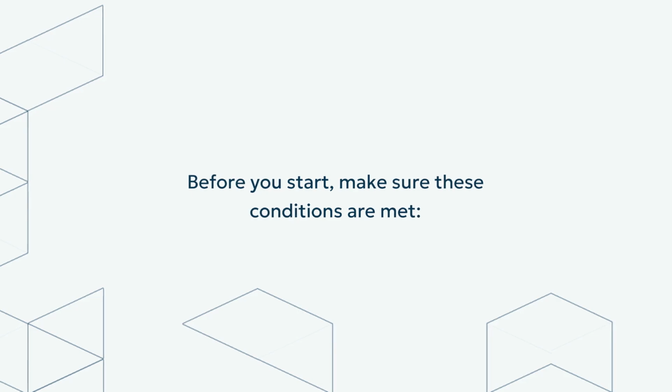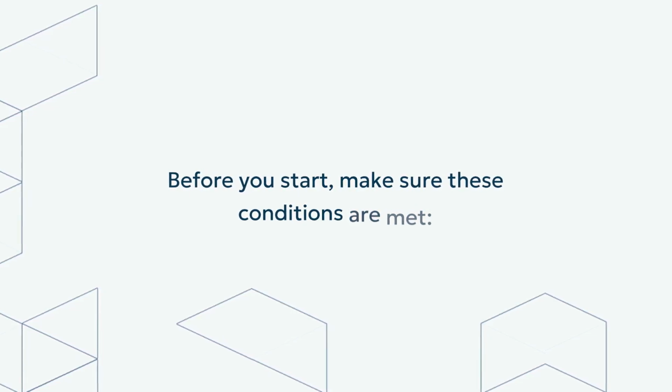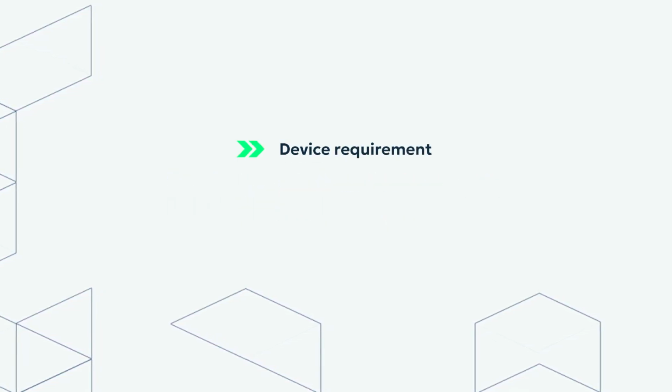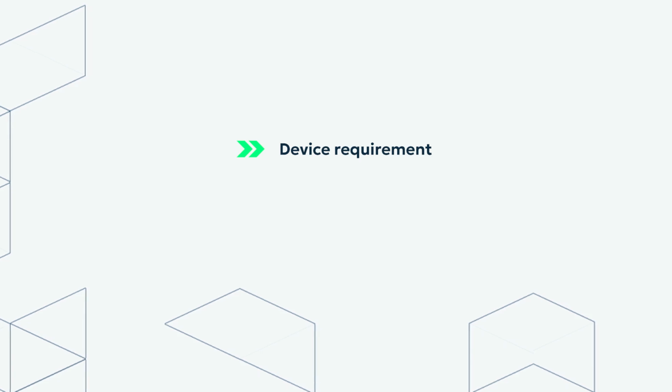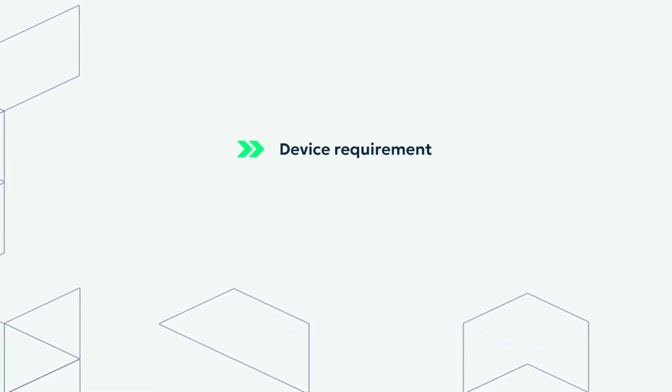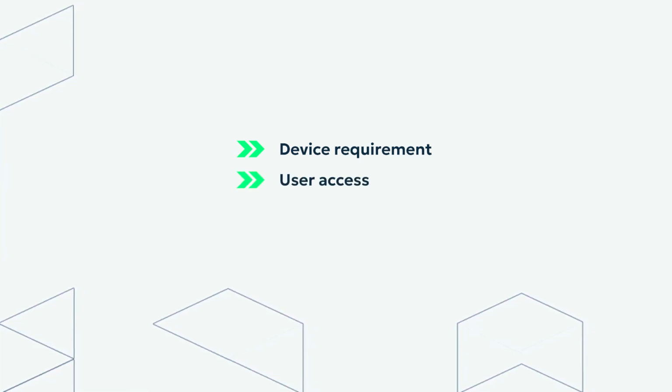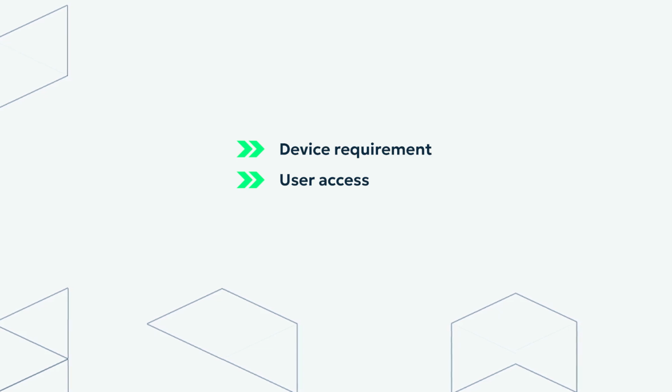Prerequisites for turning off the keyboard touch sound. Before you start, make sure these conditions are met. Device requirement: this setting only works on touchscreen devices where the touch keyboard is available and functional. User access: any user can use the GUI method.